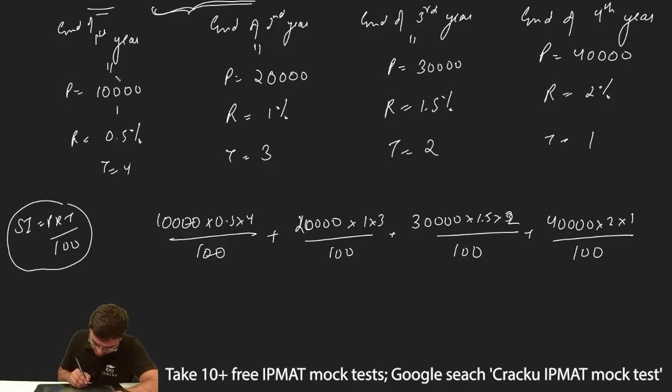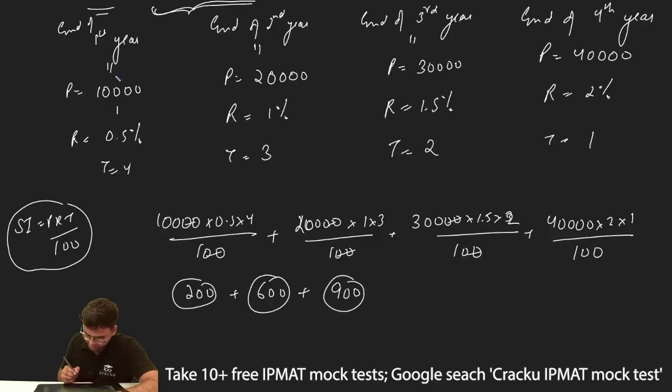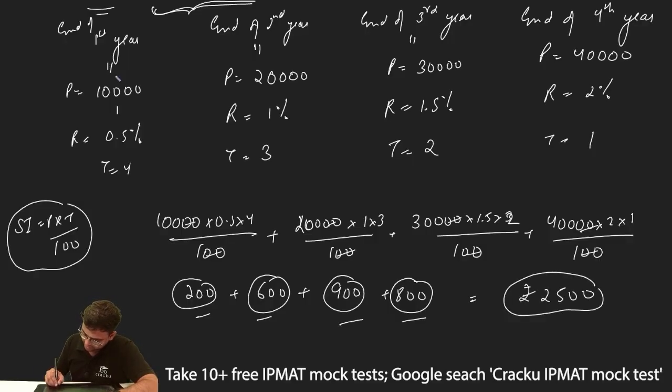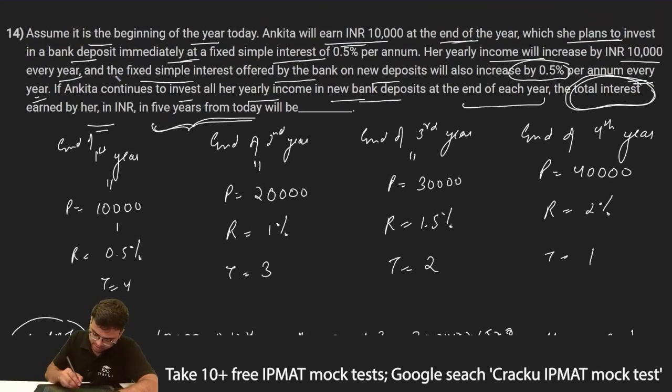So this will be 100 into 0.5 is 50, into 4, 200. So this will be 200 rupees, plus this 0 0 cancelled, so 200 plus 600. Then 300 into 3, 900. So 200 plus 600 plus 900 plus 40,000. These 0 0 get cancelled, and 400 into 2 is 800. Thus if I calculate the total amount of interest: 200, 600, 800, 1700, 800, 2500. The total interest is rupees 2500, and therefore I can say the correct answer is 2500.